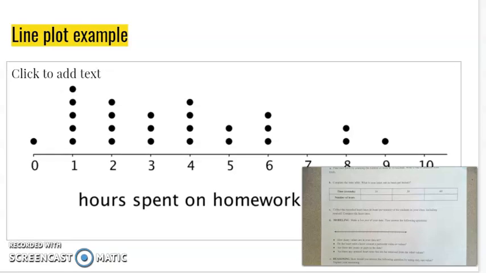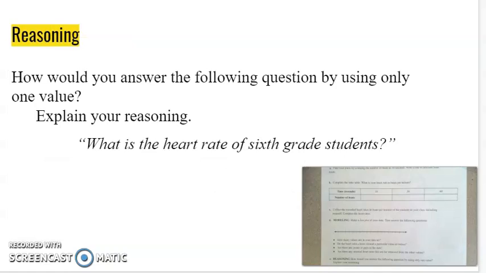Okay, so what I want you to do is just look at that line plot and then just give me an answer. What would you say and why? Maybe you would say 1 because that's your peak. Maybe you would say 3 or 4 because that's in the middle of your cluster. But just give me your reasoning. And that's what we're going to focus on this week: how do we give an answer when we have multiple data points here.